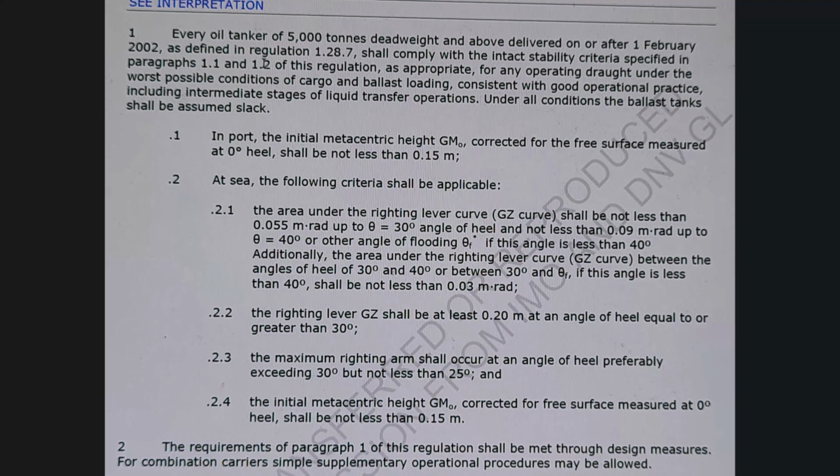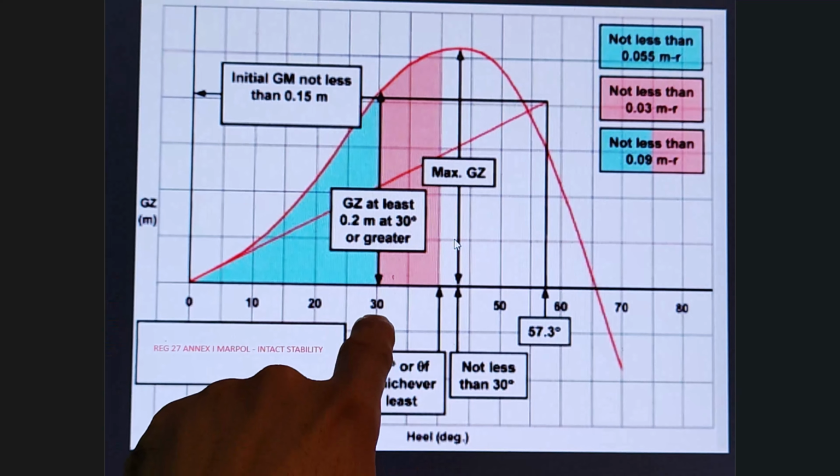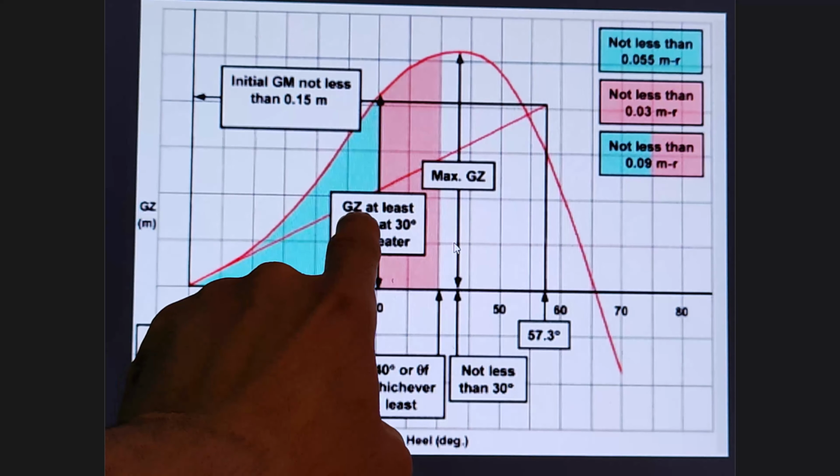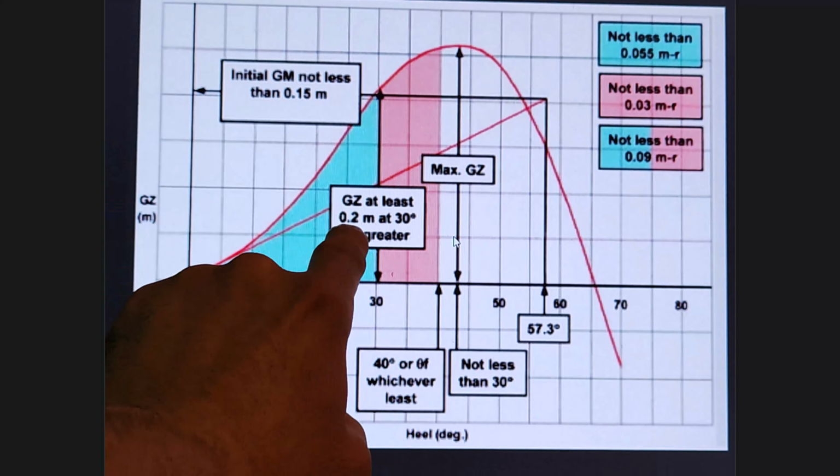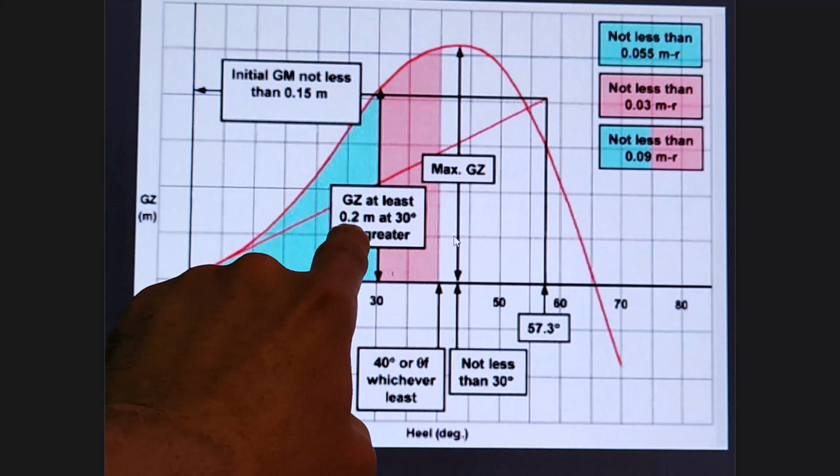In the second criteria, it's telling that the righting lever GZ shall be at least 0.2 at an angle of heel equal to or greater than 30 degree. Okay, so come here. Here, you see, it's telling that at the heel of 30 degree, your GZ at least should be 0.2. Okay, this is also the second criteria.